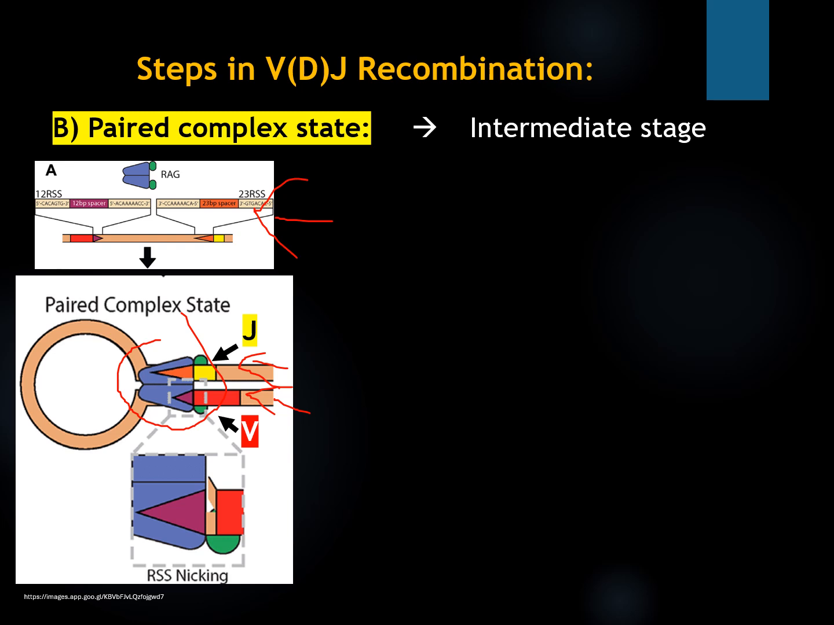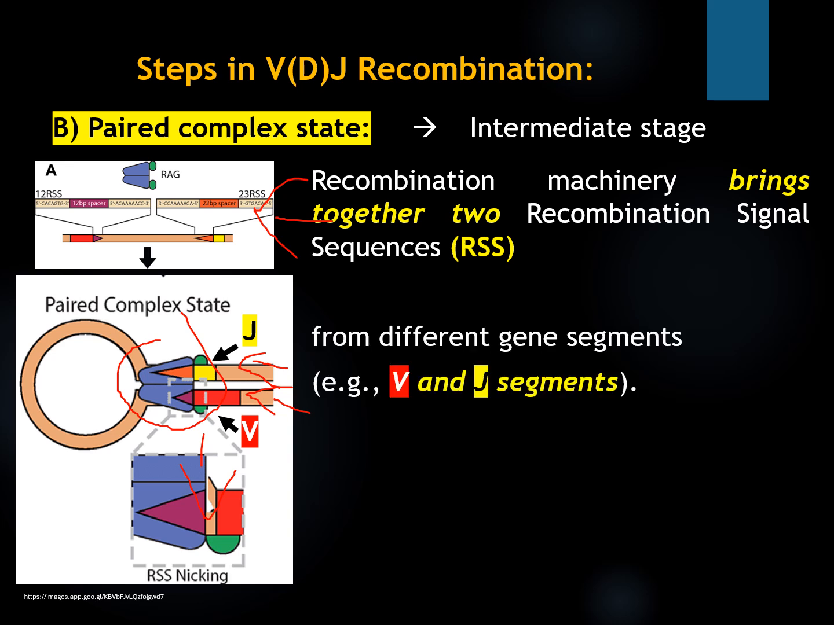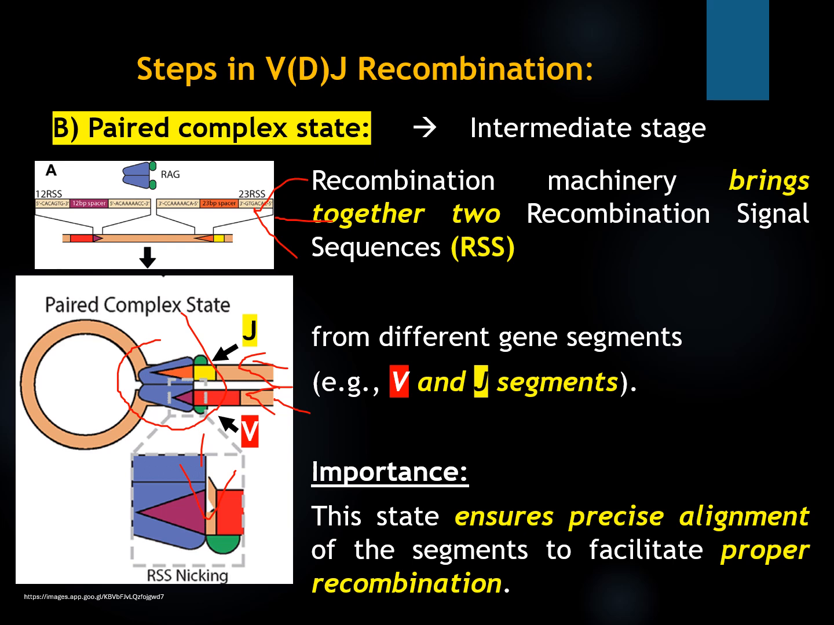And now what is going to happen, as you see here, is that they are going to cut this signal. So I just showed you that the recombination machinery brings together two recombination signals, the RSS, and these recombination signals have to be different, one from the V segment and the other one from the J segment. And why is this important? Because it ensures precise alignment of the segments that facilitates the proper recombination.